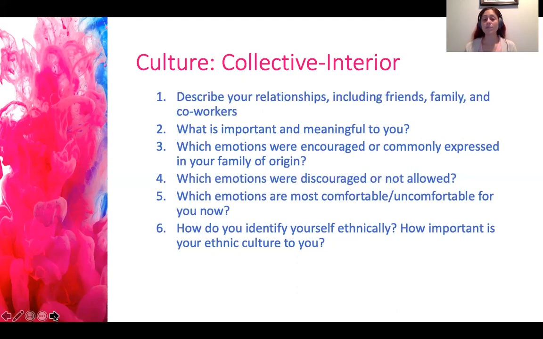What's important and meaningful to you is fairly straightforward. Another way to ask that, what are some things you're passionate about? What are your goals? What are your dreams? What are your hopes? All of those would be valid questions.